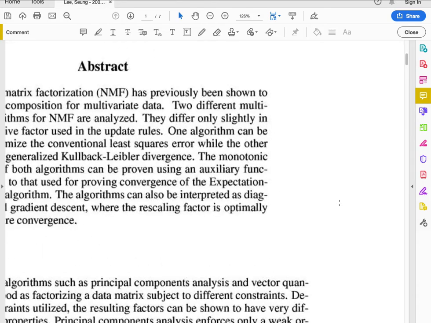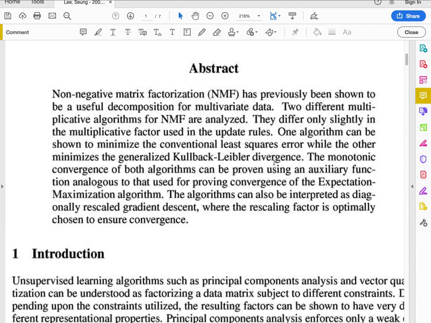Okay. So let's read the abstract first. I am also reading it for the first time. Non-negative matrix factorization has previously been shown to be a useful decomposition for multivariate data. If you read the Nature paper, it was shown. Two different multiplicative algorithms for NMF are analyzed. Now they are proposing two algorithms for optimizing NMF. They differ only slightly, fine.